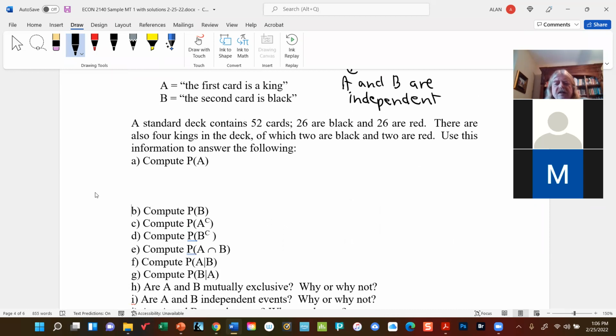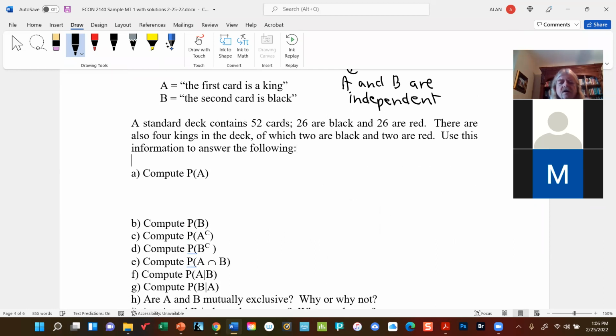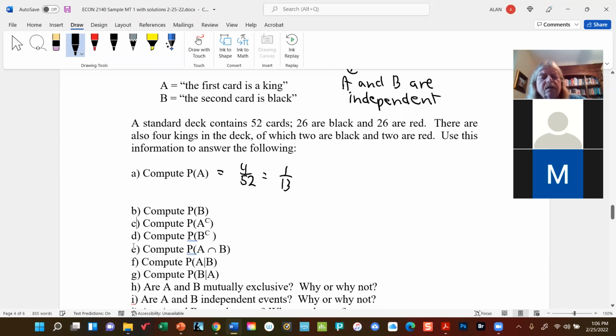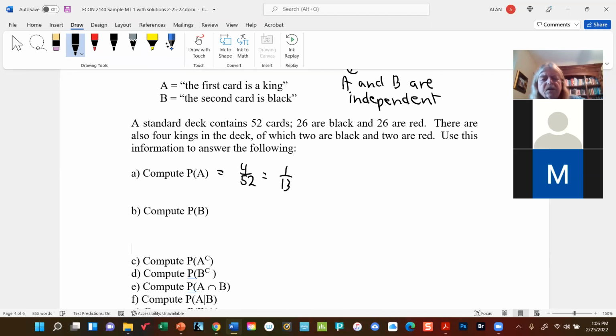The first card is a king. Well, that's easy because there are 4 kings in the deck out of 52 cards. And that's it, you're done. If you want to reduce this to 1/13, you can, but that's the answer. And because we know that when we picked the second card, the entire deck was still there, the second card being black has a probability of 26 out of 52.